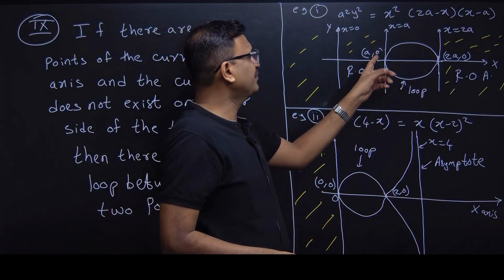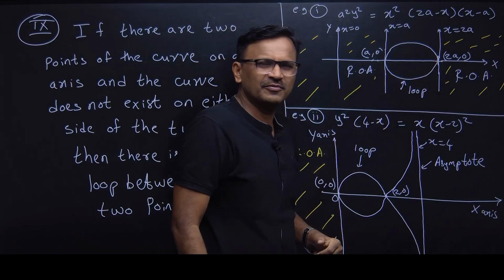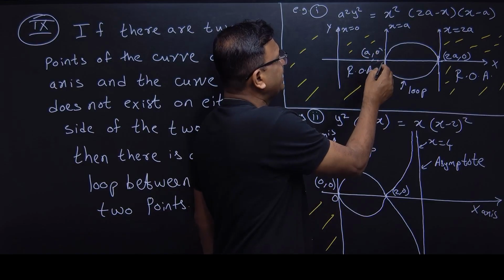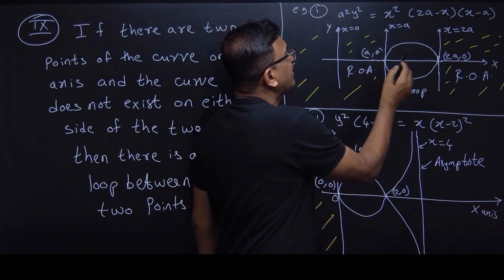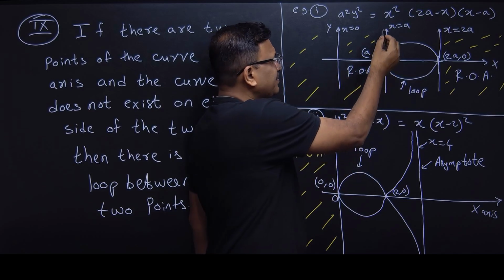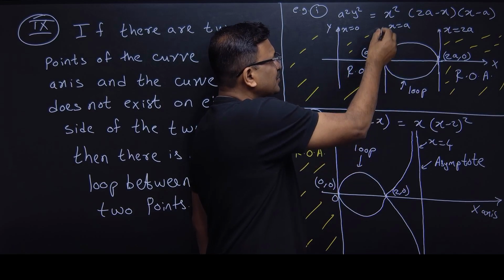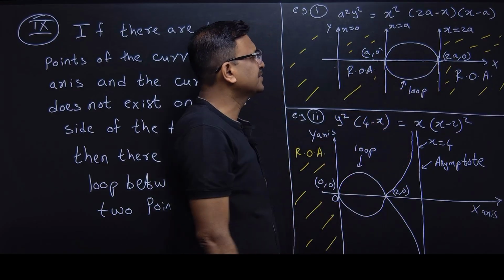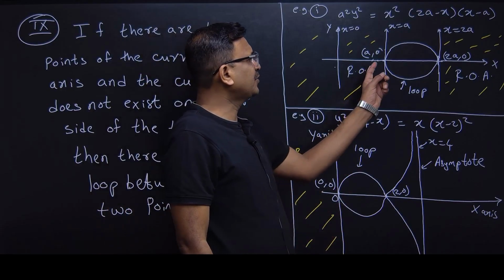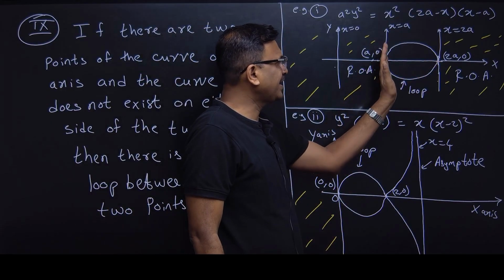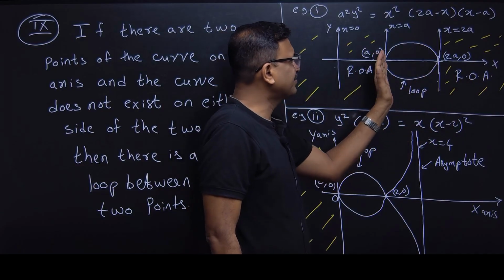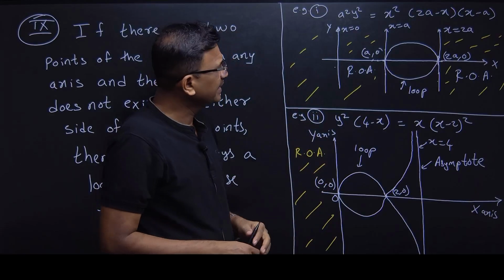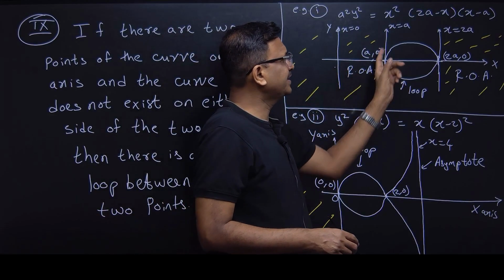Also we can find the tangent at a comma 0 and 2a comma 0 to decide the nature of the curve. If you find dy by dx at these 2 points, you will find dy by dx is infinity. That means at point a comma 0, the tangent is parallel to y-axis. Also here the tangent must be parallel to y-axis. In general, if there are 2 points on any axis and the curve does not exist on either both the sides, left hand side and right hand side of those 2 points, or at least one side, then it will be a loop.